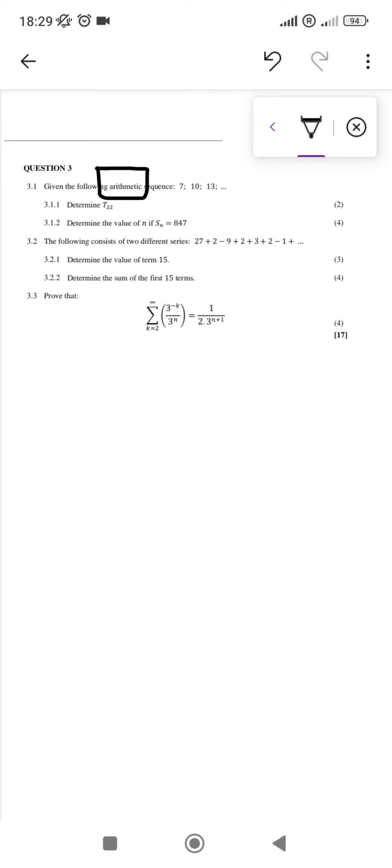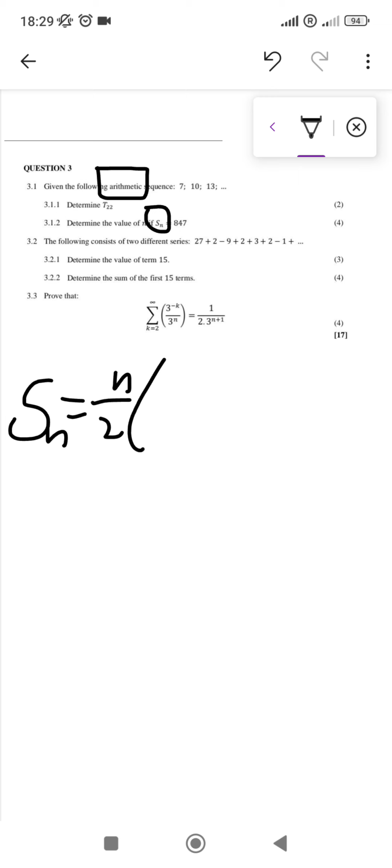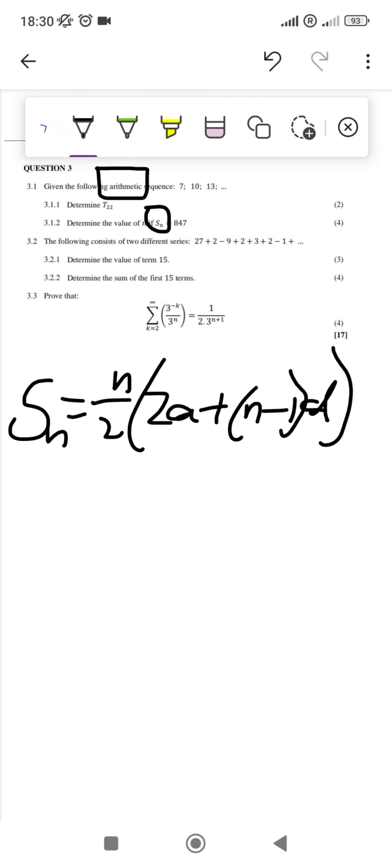We've already used the Tn formula. But when we're dealing with Sn, we know that means the sum of a certain amount of terms. The formula that applies is Sn equals n divided by 2, open bracket, 2a plus open bracket n minus 1 close bracket d, and we close the bigger bracket, right? So this is the other formula that applies when we have an arithmetic sequence.